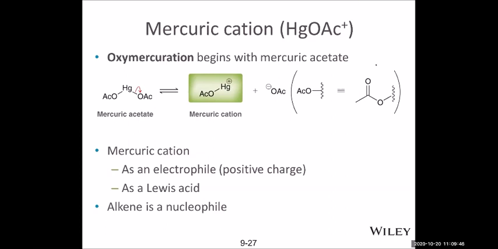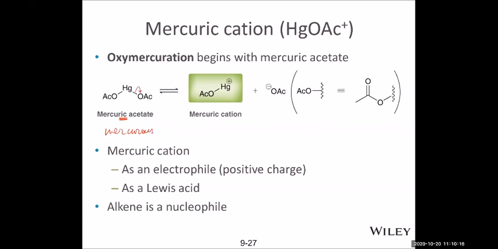The first, this is mercury(II) acetate. Mercury(II), or mercuric, if you remember from intro chem, means a high charge state. Mercury has mercury(I) and mercury(II). These two are the most common. Mercury(II) is a high charge state, so we call it mercuric. Mercury(I) is mercurous.